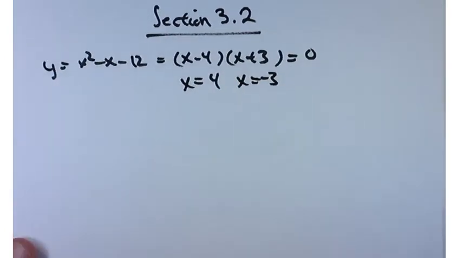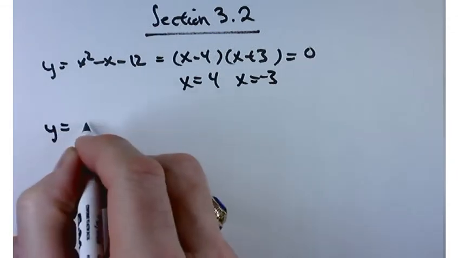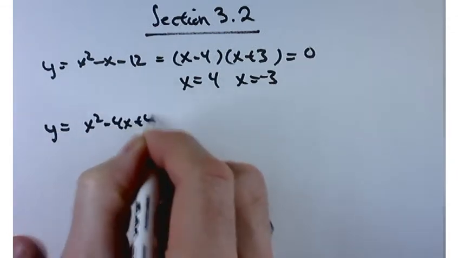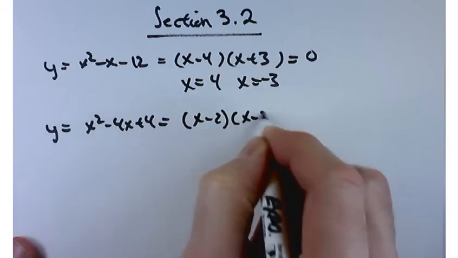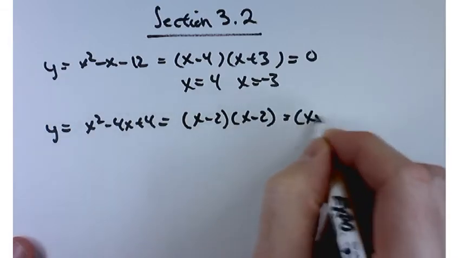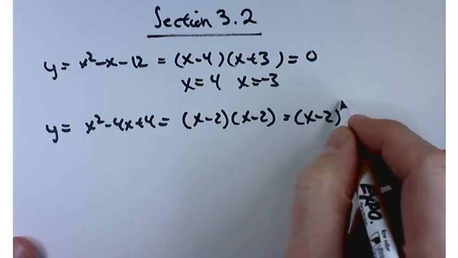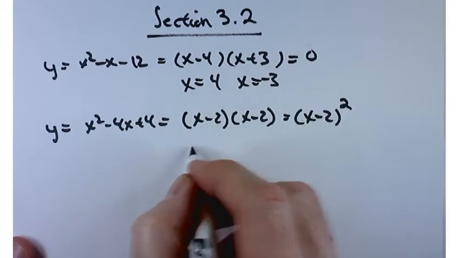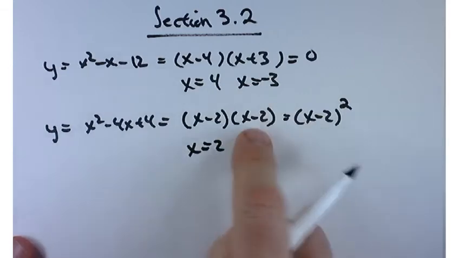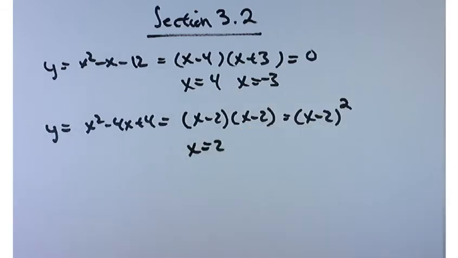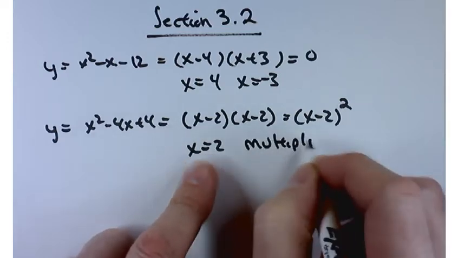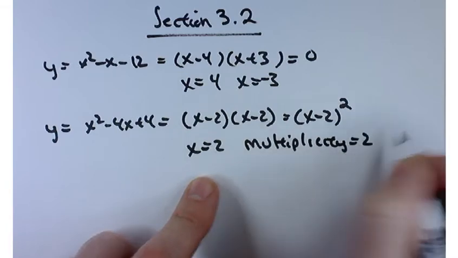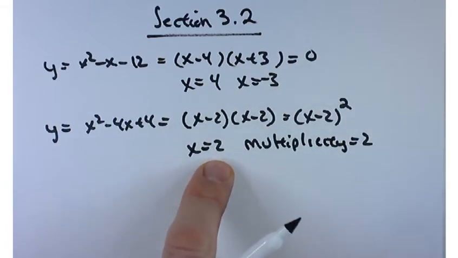4 and negative 3. But if I had another parabola like this, say x squared minus 4x plus 4, that's going to factor a little differently. It's going to factor as x minus 2 times x minus 2. You could write it as x minus 2 what? Squared. Good. And really, my solutions are x equal 2 or x equal 2, right? It's just really one solution. And what we say about this is that x equal 2 has multiplicity 2. So we got a multiplicity of 2 for that root.